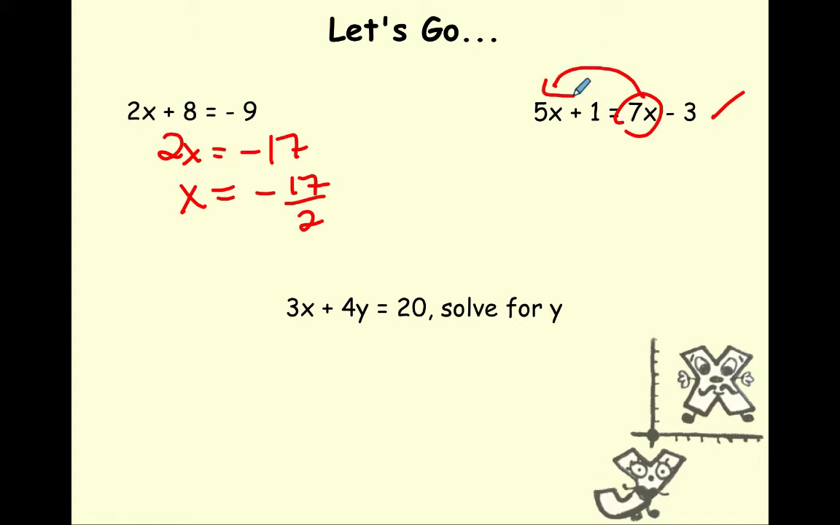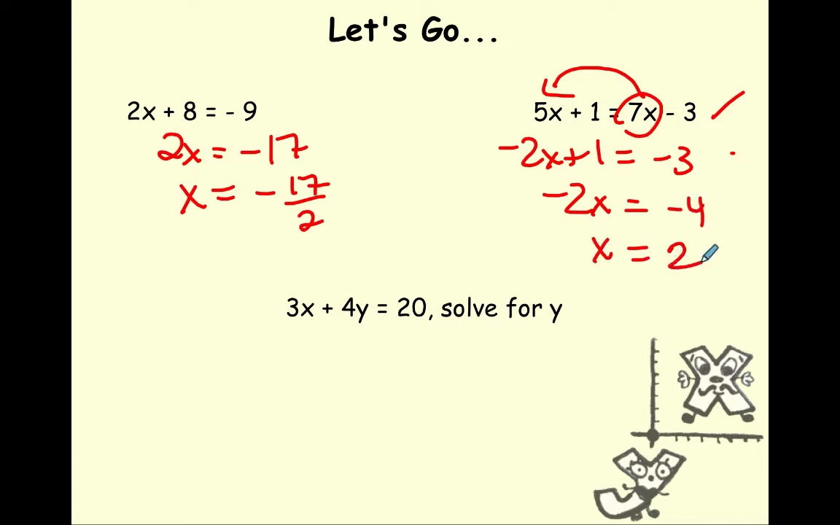So 7x is positive on the right. I'm going to subtract it from both sides. So I'm going to get -2x plus 1 is -3. Now I need to get that 1 away from the -2x. So I'm going to subtract 1 from both sides. And that gives me that. Divide both sides by -2. And I get +2.